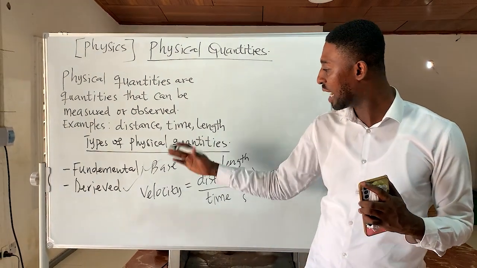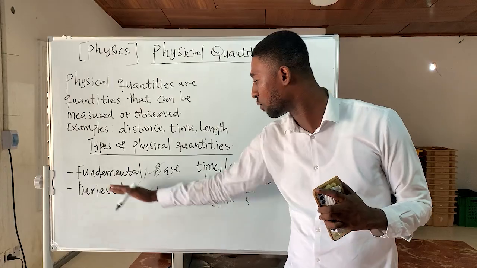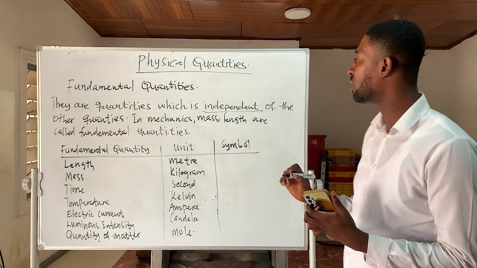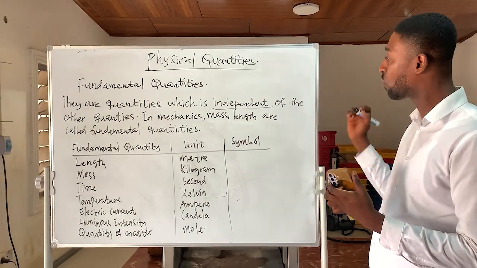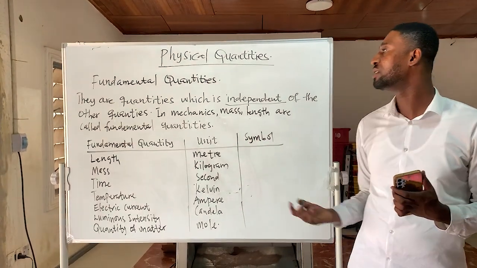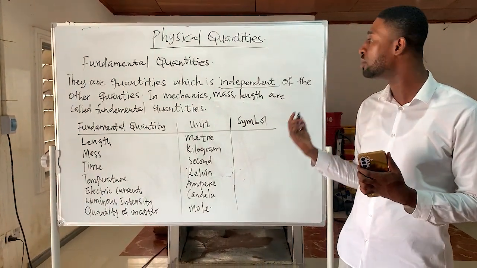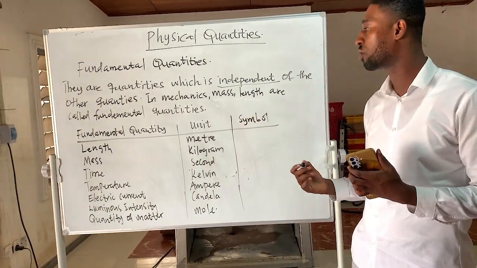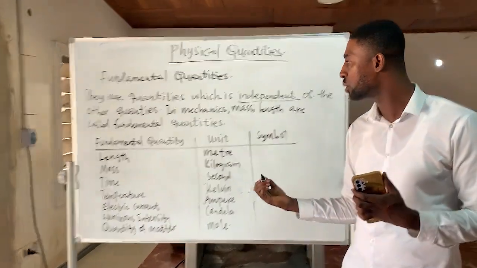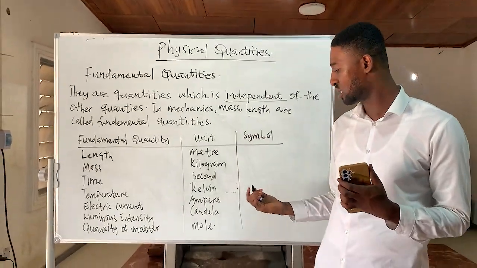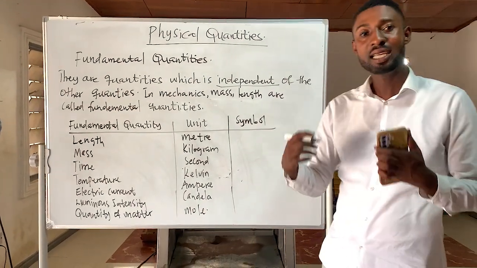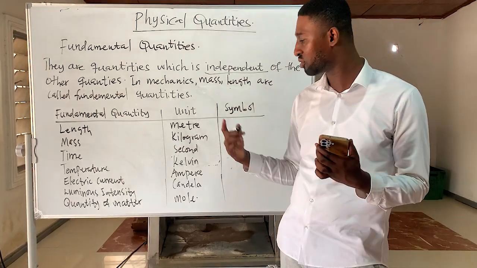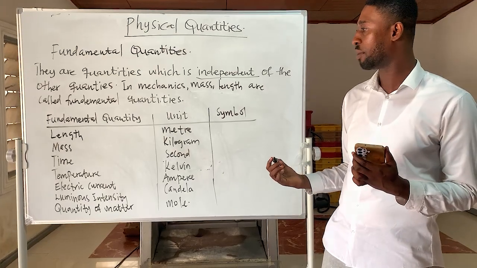So let's dive deeper and go into the analysis of fundamental and derived quantities. Fundamental quantities are quantities from which other quantities are obtained. Per definition, fundamental quantities are quantities which are independent of other quantities. In mechanics, mass and length are called fundamental quantities. In the same way, in matter, amount of substance, which is mole, is also a fundamental quantity. In heat, temperature is also a fundamental quantity. In current electricity, electric current is also a fundamental quantity.